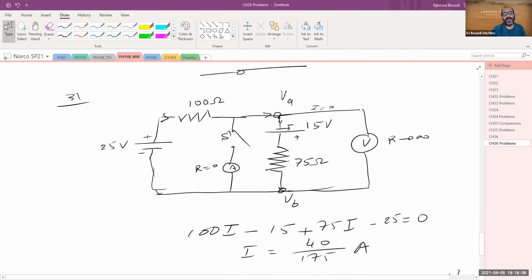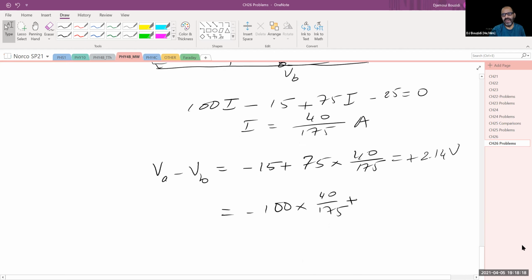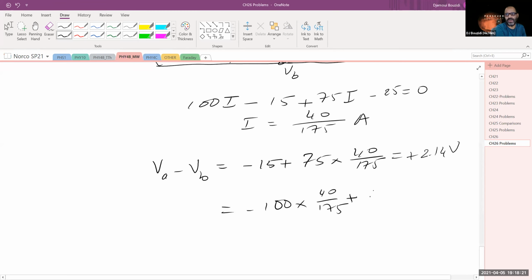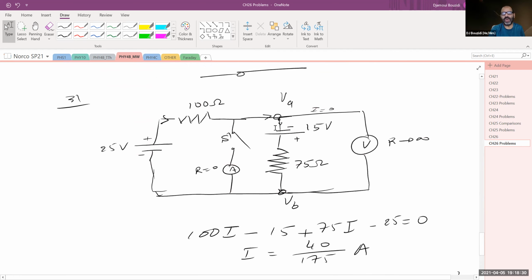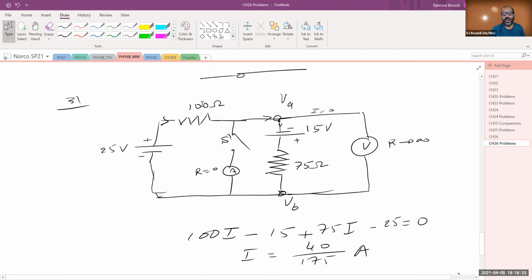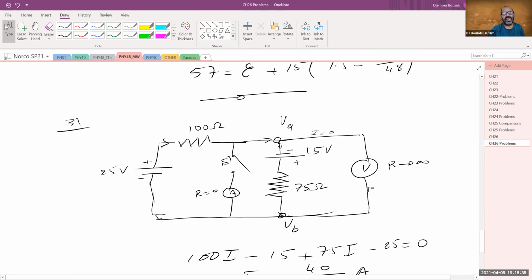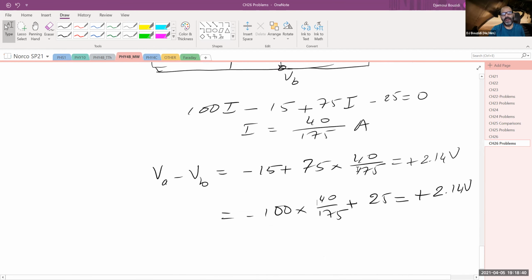The reason why I had it minus earlier is because going from minus to positive is a rise by 15 volts, which means a negative drop. Now I'm actually dropping by 25 because I'm going from positive to negative, so it's going to be a drop of 25 volts. And if I do the calculation in here, it should give me identically the same number. This should also give me 2.14 volts. Because it doesn't matter which way you calculate this voltage drop, whether you go straight down like this or just like that. And that is exactly the reading of the voltmeter. That is what the voltmeter will read, okay?